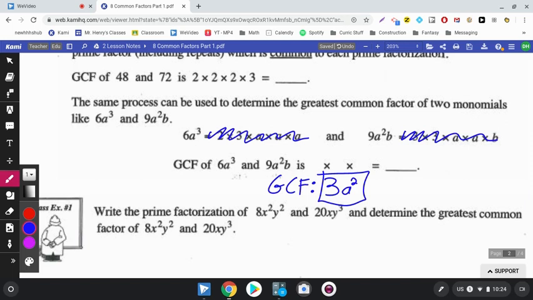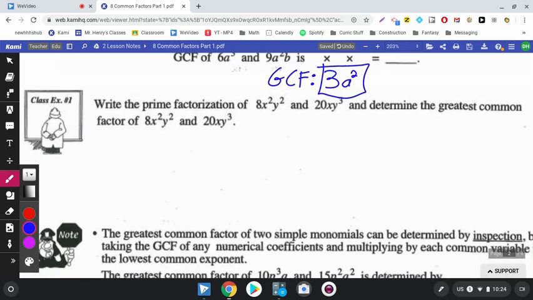Okay, so let's try an example. 8x squared y squared and 20xy cubed, determine the GCF. It says use prime factorization. I don't think we need to use that. I look at the numbers 8 and 20 and I say, well, both those are divisible by 2. So maybe I think my GCF has a 2 in it. And I say, well, no, I actually think it could be bigger than that because those numbers are also divisible by 4. 8 divided by 4 is 2. That works out perfectly. 20 divided by 4 is 5. That works out perfectly. And that's the biggest number I could divide by.